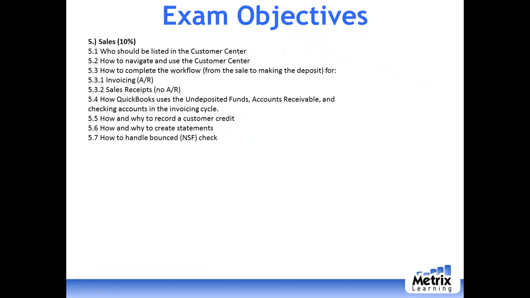So the fifth section that questions are asked on for the exam, 10% of the questions to be specific, is sales. So this includes who should be listed in the customer center, also how to complete workflow from making a sale to a deposit for specific things such as invoicing and sales receipts. So the home page of QuickBooks, that really shows a good visual of workflow in QuickBooks. So everything kind of leads into one another, and I found it really helpful. One of the first pages of the Day 1 manual has the QuickBooks homepage screenshot, so just to review that.